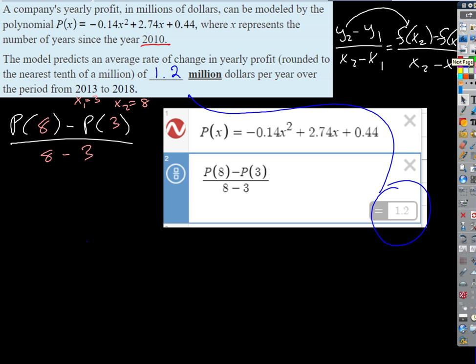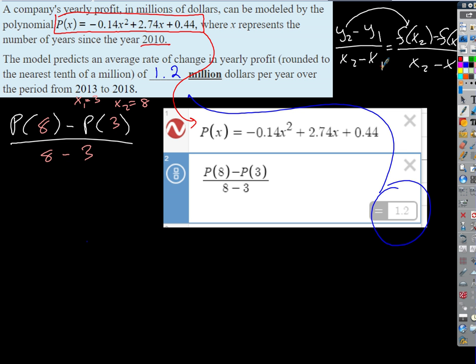And then this guy. Okay, so here we've got a model that predicts yearly profit in millions. So once again, here's the function that we're going to use, right? So we've got to put that into Desmos. This time they want an average rate of change though. Well, average rate of change is just slope. It's always going to be y2 minus y1 over x2 minus x1 every time. That's an average rate of change, just means the slope between those points, right?